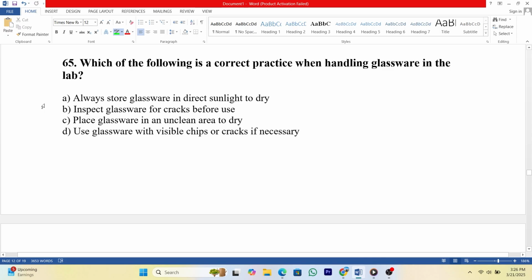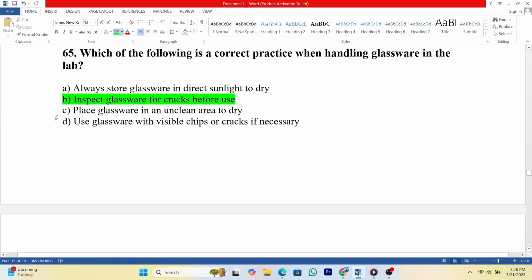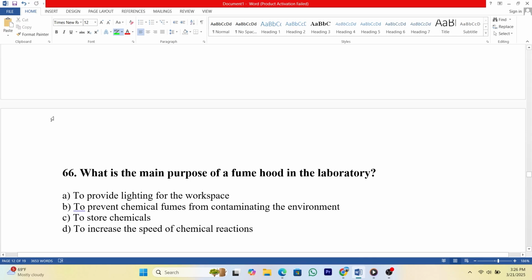65. Which of the following is a correct practice when handling glassware in the lab? A. Always store glassware in direct sunlight to dry. B. Inspect glassware for cracks before use. C. Place glassware in an unclean area to dry. D. Use glassware with visible chips or cracks if necessary. Answer: B. Inspect glassware for cracks before use.